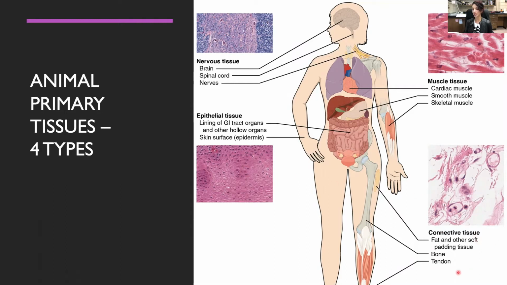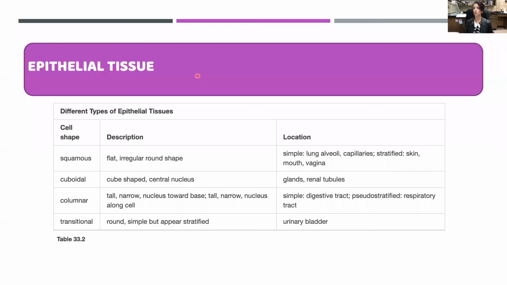This is a pretty diverse set of different types of tissue. It includes our tendons, our bones, and our fat or adipose. We have muscle tissue, including the cardiac, smooth, and skeletal muscle tissues. And then we have nervous tissue, encompassing our brain tissue, spinal cord, and nerves. So first, delving into epithelial tissue.